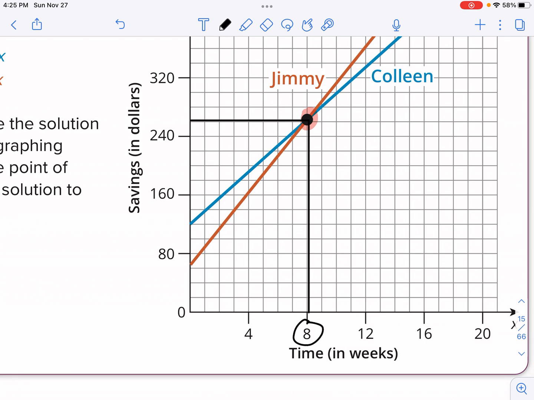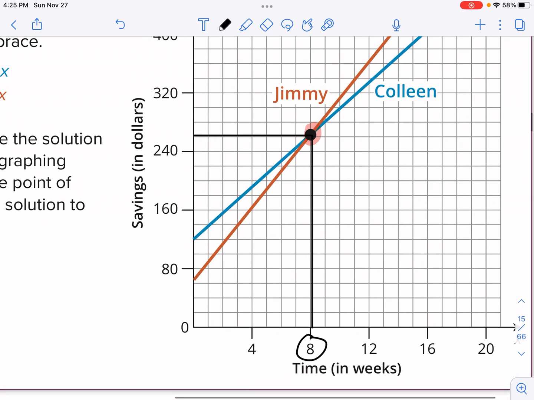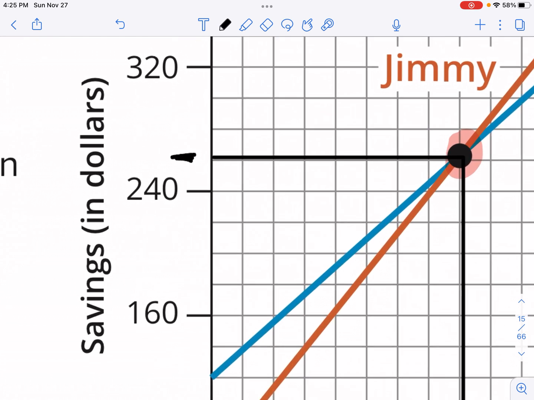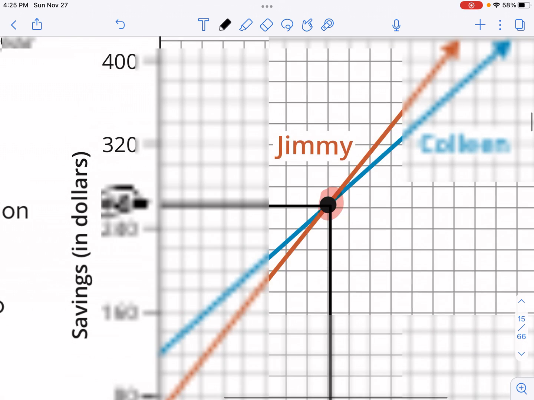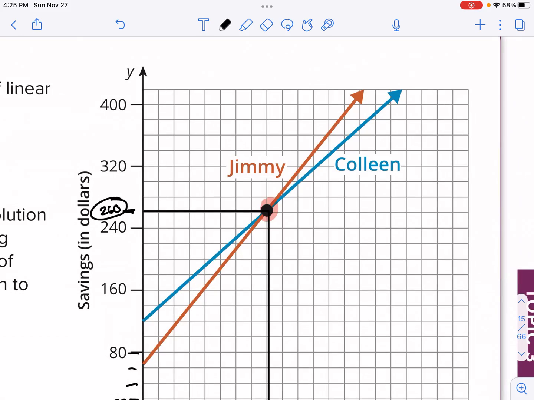Now at 8 weeks, how much money do they have? Okay. So we have to look at our axes here. It looks like it's somewhere right here, but are we going by tens? It looks like this is 20, 40, 60, 80. So it looks like we're going by 20s here. Okay, so if I know that this is 240, right, 20 above that, that means it is $260 they'll have at the same time at 8 weeks.